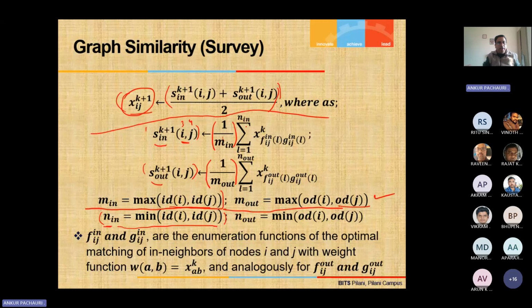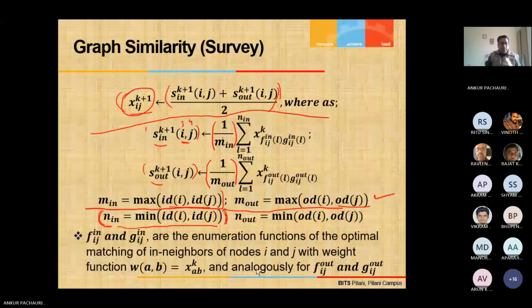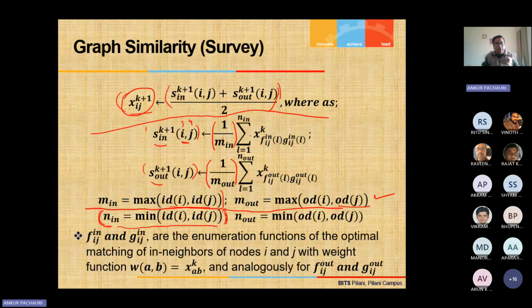So L equals 1 to n in means whoever has the minimum in degree, I will perform that much of iteration only. The rest I will not compute. Same is the case for n out, for calculating the out degree, L equals 1 to n out. This is the number of iterations, or we can say neighbors, I will be summing up. What will be the size of the neighborhood in which I will be computing those values.